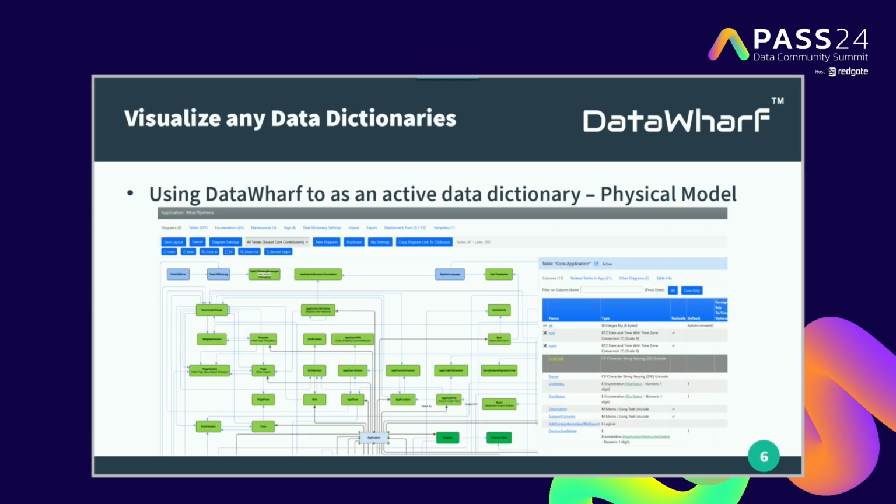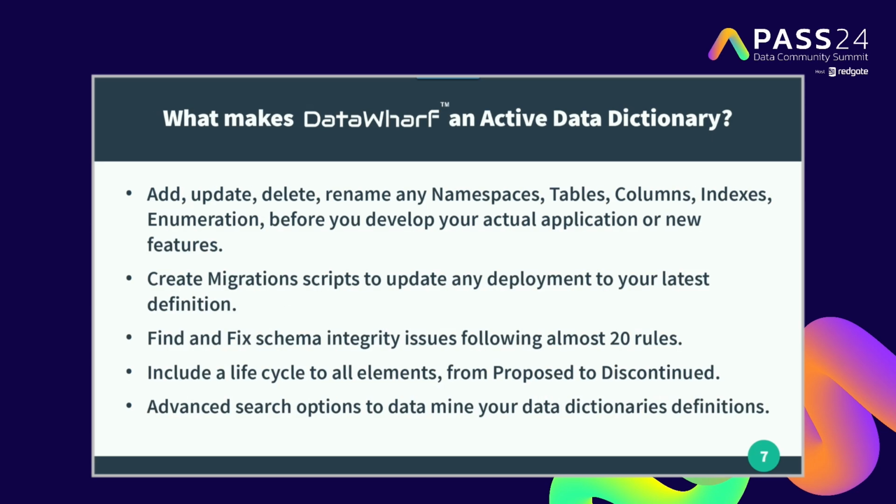So this is one of the screens of DataWharf where you can see the modeling side of diagrams, and when you click on these tables, you can see the schemas of those tables on the right panel. It can help you keep track of renaming of namespaces, schemas in Postgres, tables, columns, indexes, and enumerations. One of the problems you often have when you migrate your schemas from one system to another is that you may want to rename your columns at the same time. You may want to take advantage of that. This will help you do those.